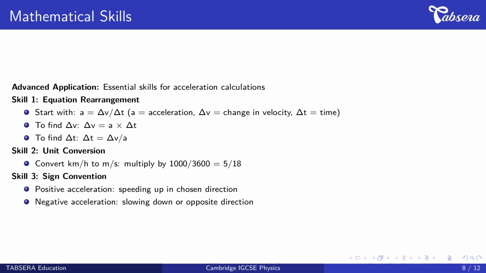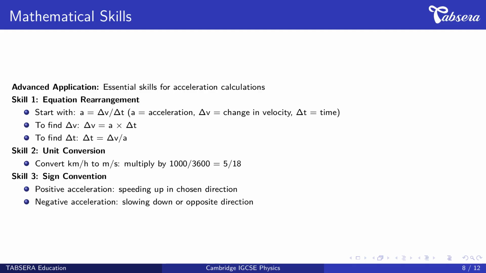First, equation rearrangement. When we need to find a different variable, we rearrange algebraically, starting with a equals delta v divided by delta t, where a is acceleration, delta v is change in velocity, and delta t is time. To find change in velocity, we multiply both sides by delta t to get delta v equals a times delta t. To find time, we divide both sides by a to get delta t equals delta v divided by a.